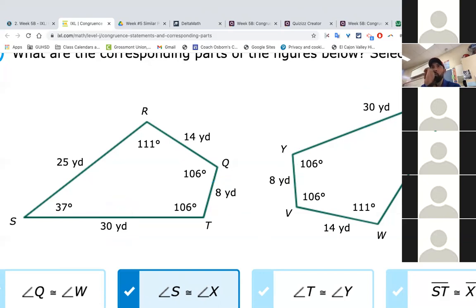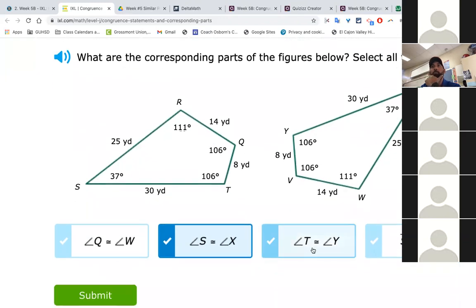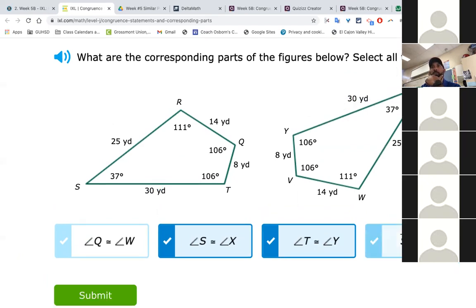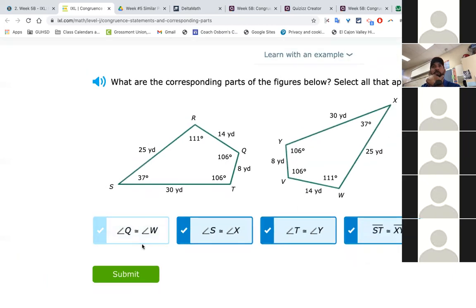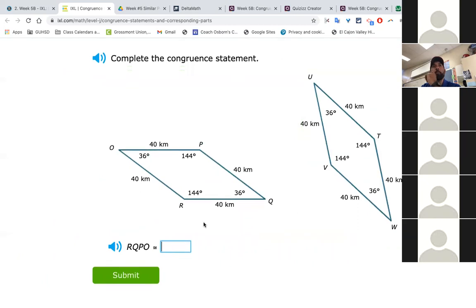So you just got to be careful when you're looking at it. Make sure that you are following the same one in the same spot. Side or segment ST would be this one over here, so 30 yards. And over here, we're talking about XY. That's also this one at 30 yards, and that one does match. So we're good there. I would choose those three. Hopefully you got it right. Wonderful. Now complete the congruence statement.